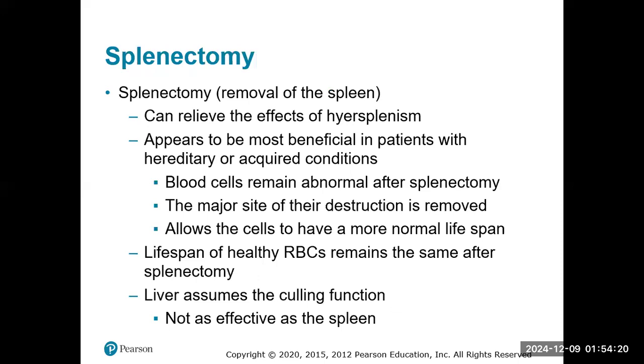And I've talked about splenectomy and why we can do this. So I've kind of already talked about a lot of this. If you have a hereditary or acquired condition that we can't do anything about, they remove the spleen. And if it's causing the spleen to be hyperactive, we'll remove it. After splenectomy, the lifespan of healthy red cells is still the same. Then the liver will pick up some of the duties of culling or removing cells that the spleen did. It's just not as effective. So your body still has a backup. So even when the spleen's gone, old cells will still be removed.